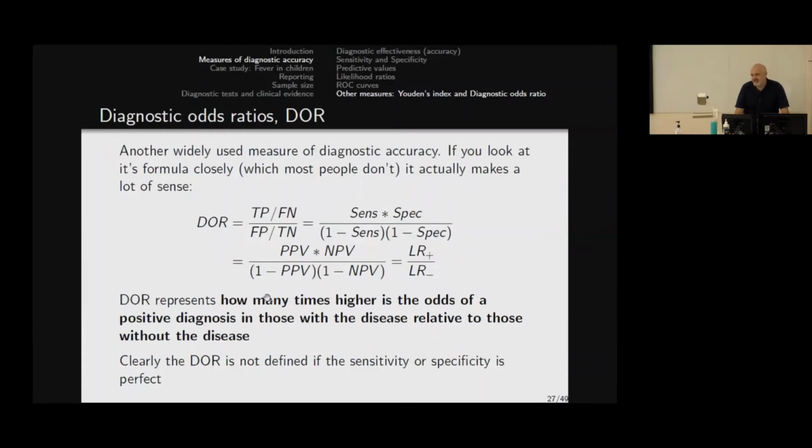But what does it actually tell us? I mean, I've told you how to calculate it now, but what does it tell us? It tells us how many times higher the odds of a positive diagnosis are in those with the disease relative to those without the disease, okay? So if you've got the disease, how many more times likely am I to say you have the disease over me saying you have the disease if you truly don't? Okay, so a very high diagnostic odds ratio is a good thing.